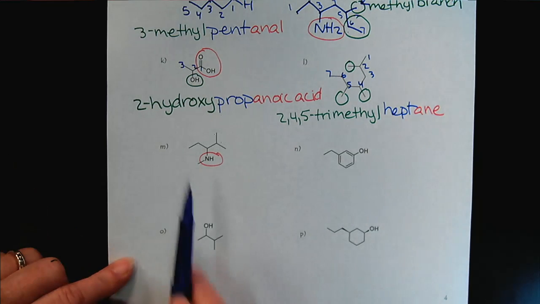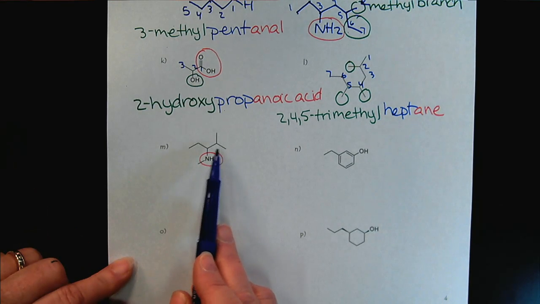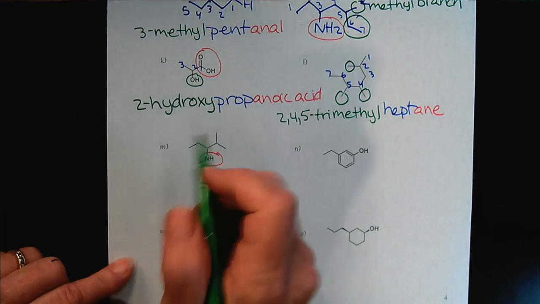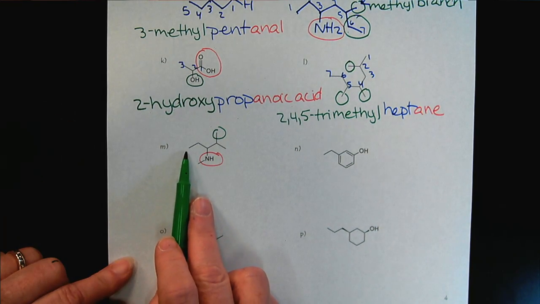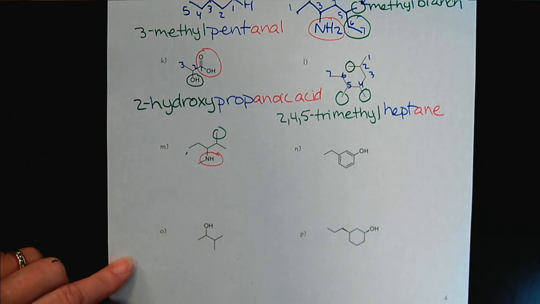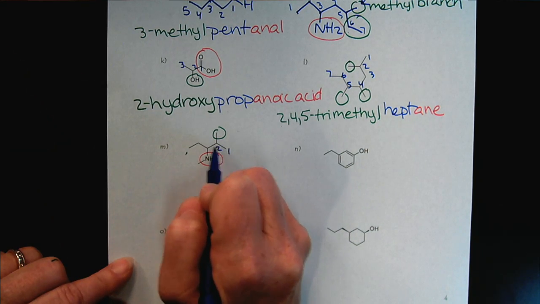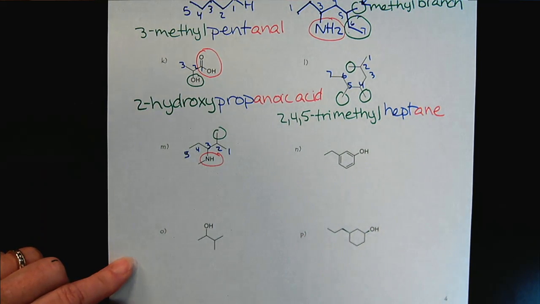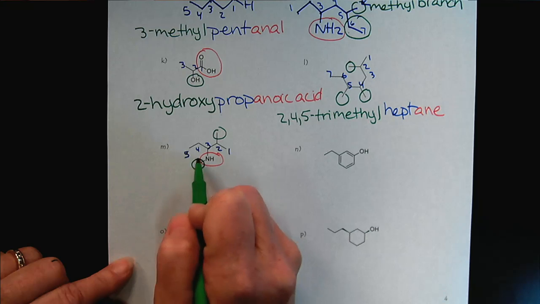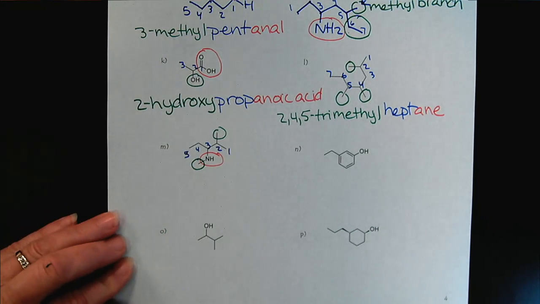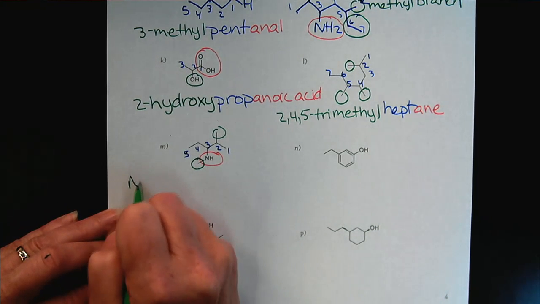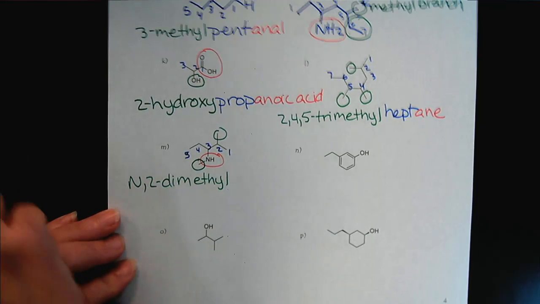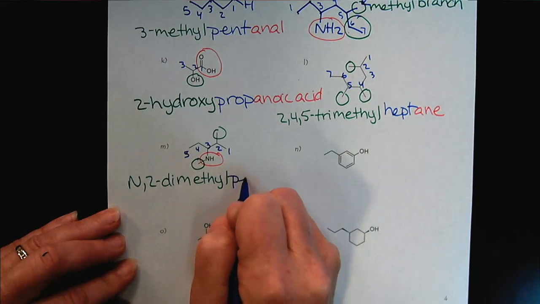And if we look, we have the longest continuous carbon chain, 1, 2, 3, or 1, 2, 3. Because we have a tie, whether we number left to right or right to left, we are going to number right to left to give this methyl branch here the lowest possible number. There's also a methyl branch coming off of the nitrogen. So now we're ready to name N,2-dimethyl, and then we have a 5-carbon chain, so that would be the pent.